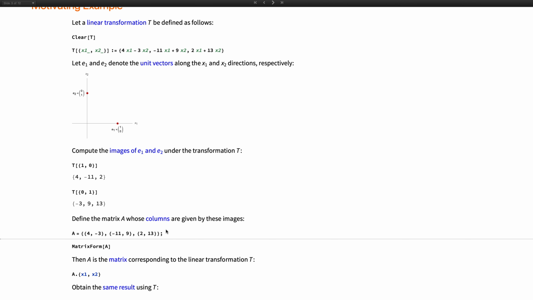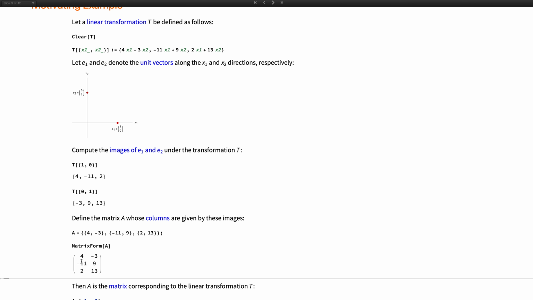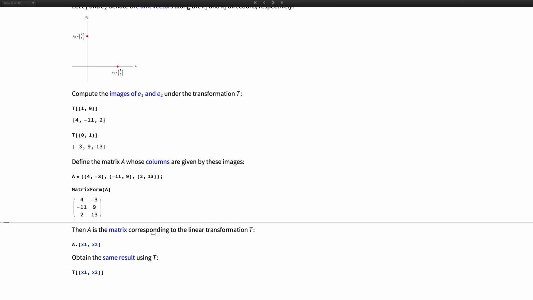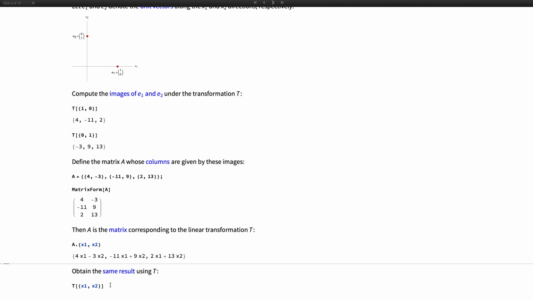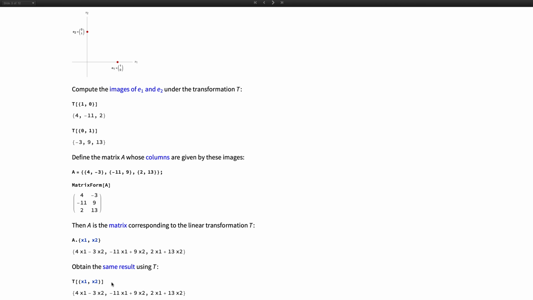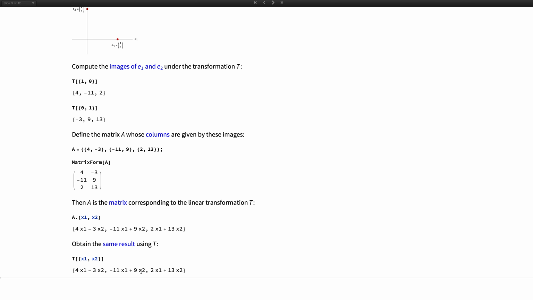So here's the matrix A, and you can see quite clearly that the first column is the image of (1, 0), and the second column is the image of (0, 1). This matrix is the matrix associated with the linear transformation T. If you check the result with T itself, you get back just the same result. So that's the idea behind forming the matrix corresponding to a linear transformation.